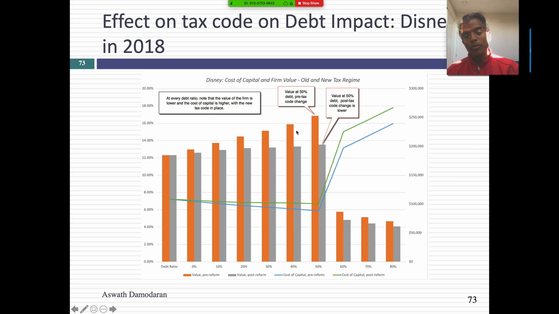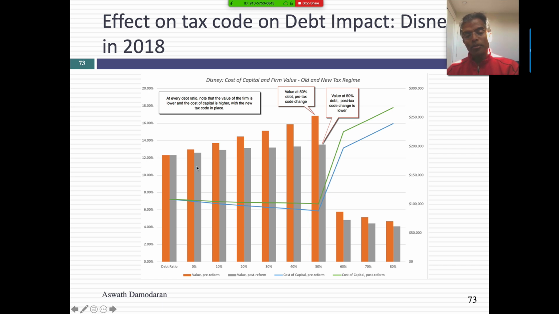Initially, I looked for the optimal capital structure for Disney using the old tax law, 40% tax rate, no restrictions on interest. My optimal debt ratio was 50%, but you see the orange line? That's how much my value increases. My value at 50% is almost $60 billion higher than my value is at 0%.